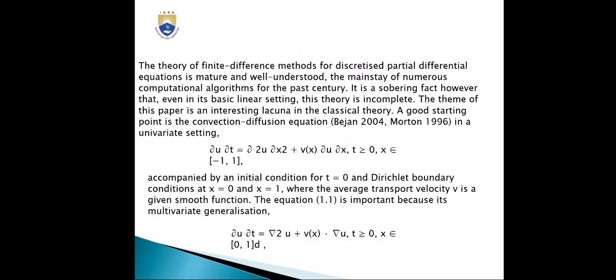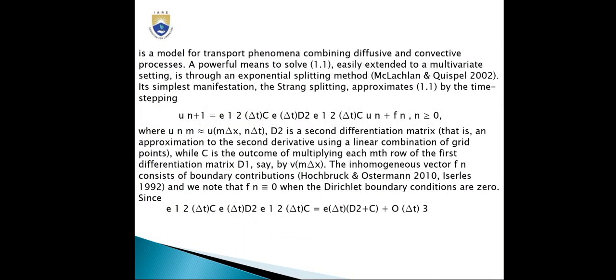The equation 1.1 is important because of its multivariate generalization, ∂u/∂t = ∇²u + v(x)·∇u, t ≥ 0, x ∈ [0, 1]^d, which is a model for transport phenomena combining diffusive and convective processes.